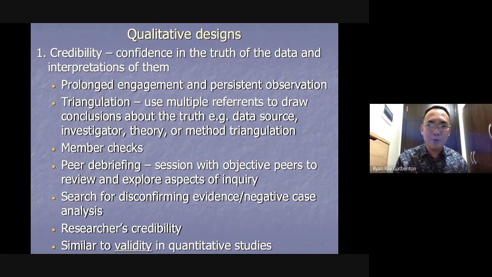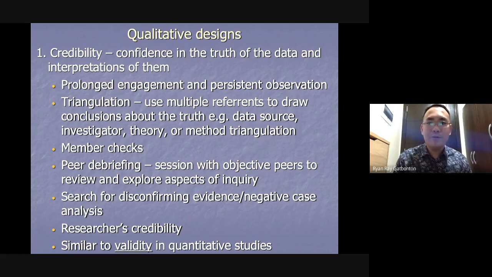How do you ensure credibility of your data? By engaging in prolonged engagement. Ibig sabihin, magbababad ka sa pagkuha ng data from your respondents. You try to observe every movement as possible so that you can verify whether your observations are right or wrong. All right? So there should be prolonged engagement and persistent observation.